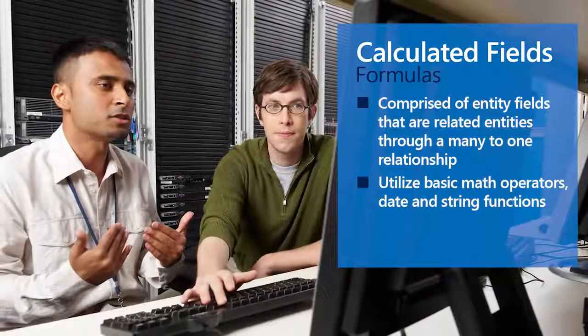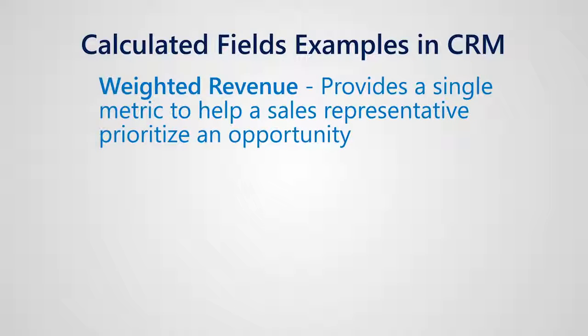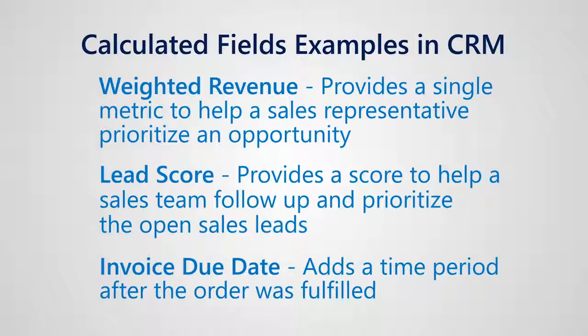Calculated fields use basic math operators, along with some date and string functions. Additionally, you can model complex conditions with and/or support. Here are a few examples of calculated fields. Weighted revenue, to provide a single metric to help a sales representative prioritize an opportunity. This is made up of the probability multiplied by the estimated revenue. Lead score. Based on the different data points within your lead, you can provide a score to help your sales teams follow up and prioritize the open leads. Invoice due date, where you add a time period, say 30 days after the date the order was fulfilled.